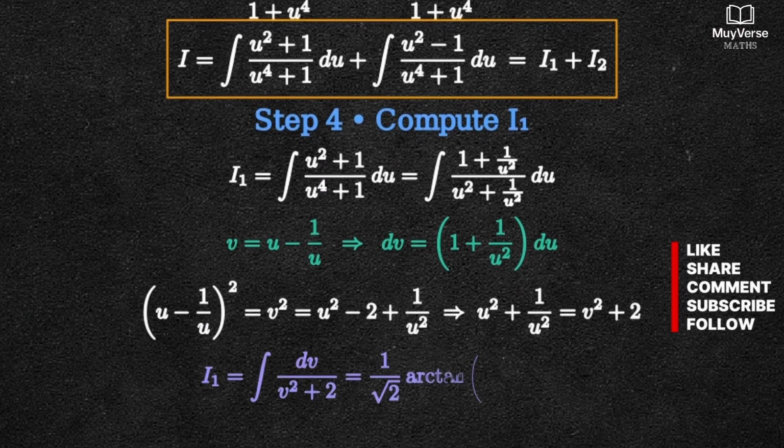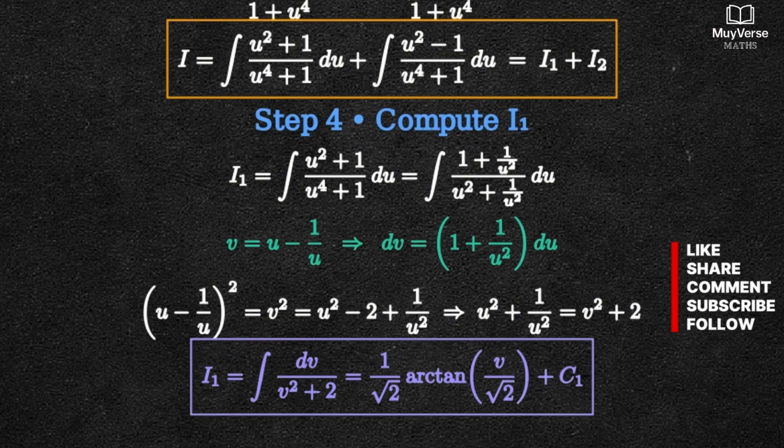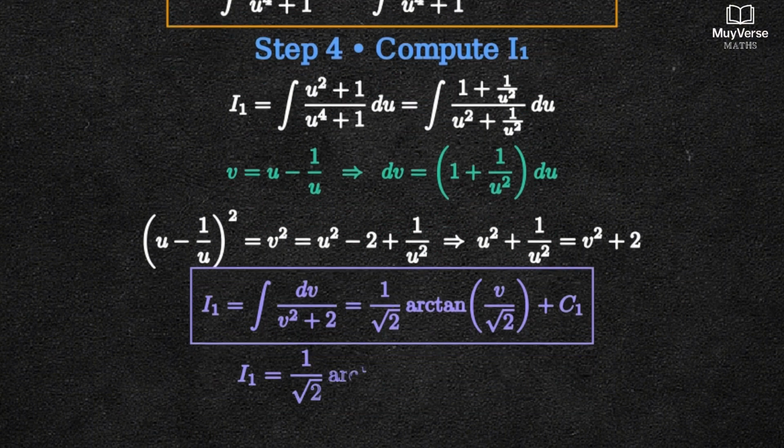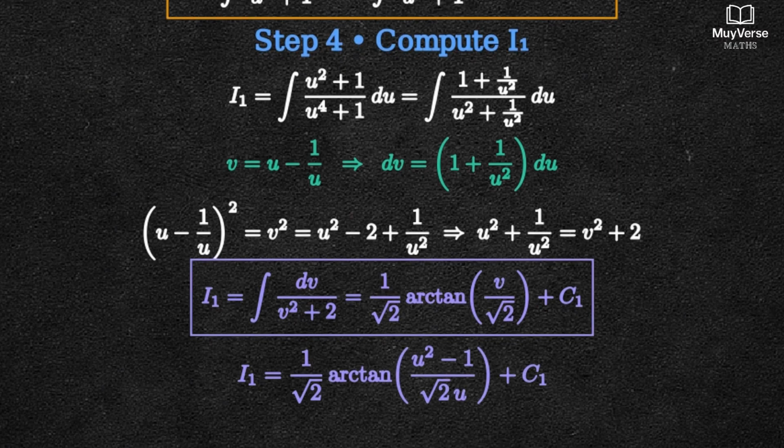So I1 equals the integral of dv over v squared plus 2, which is 1 over square root 2 times arctangent of v over square root 2 plus a constant. Back substitute v to get the expression in u.